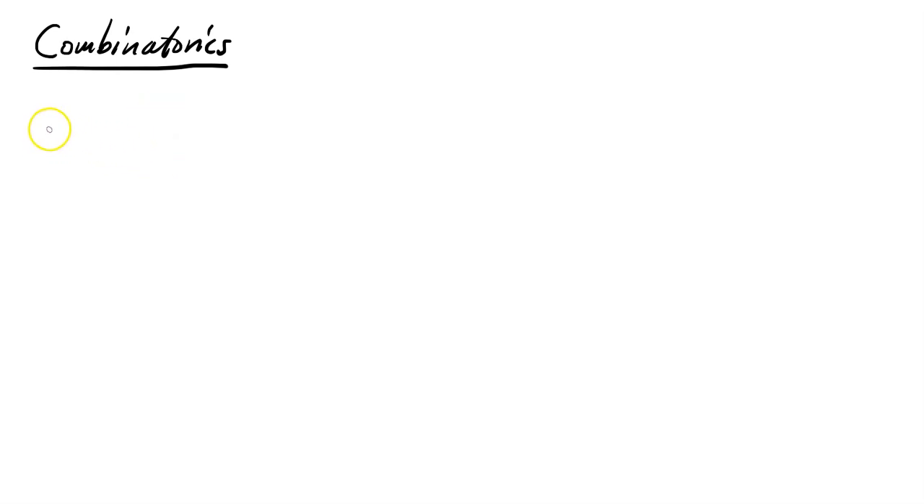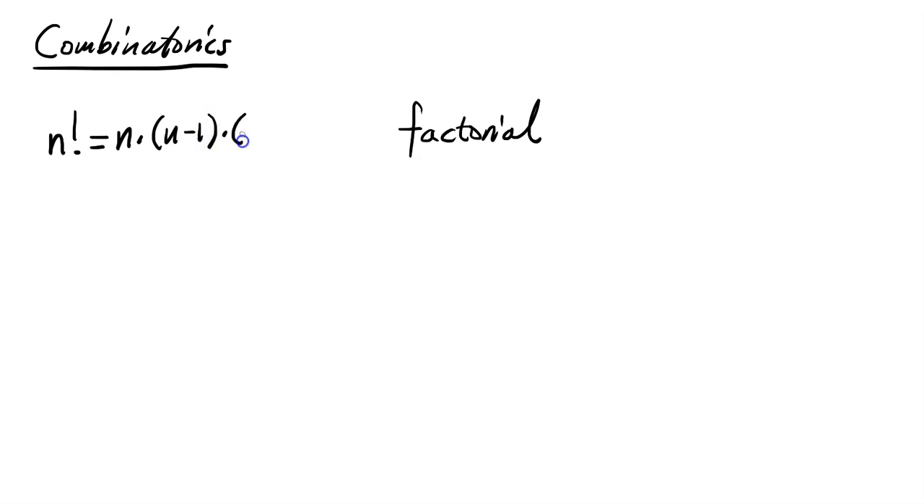When doing combinatorics, it's useful to use some shorthand for symbols. The first one we want to look at is a factorial, and you write it like this. So this is called a factorial. Per definition, this means n times n minus 1 times n minus 2 down to 1. So here n is a natural number.